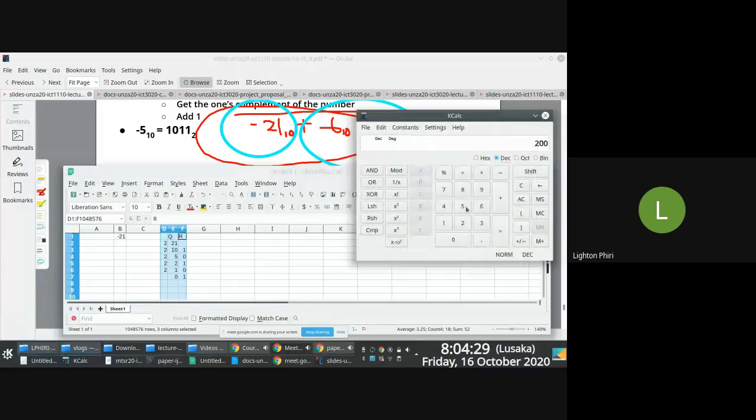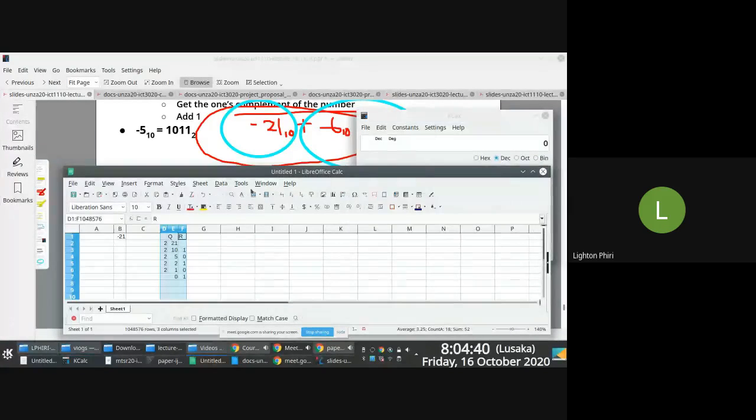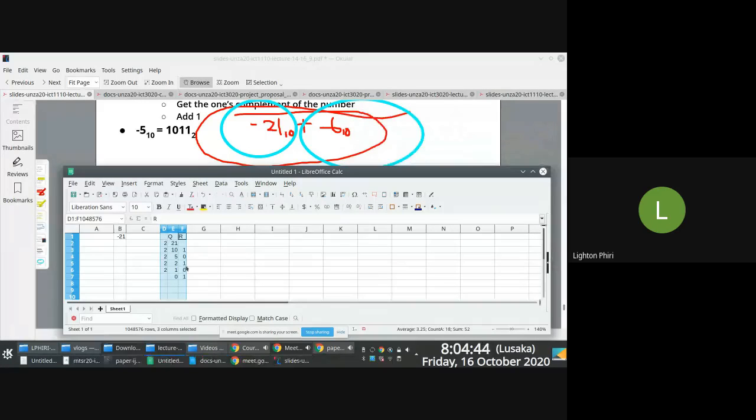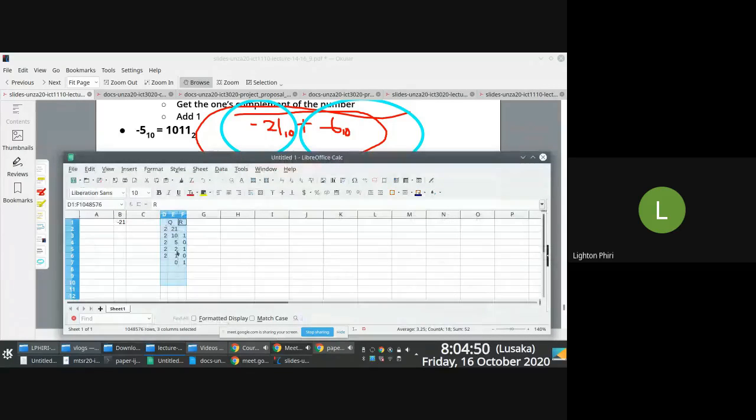I don't know if I'm still sleepy here, but let's just confirm 21 to binary is 1, 0, 1, 0, 1. I don't think I'm sleepy, I woke up a long time ago. But anyway, we've converted positive 21 to binary. Remember, to get the one's complement, we need to invert the bits. So positive 21 is 1, 0, 1, 0, 1.